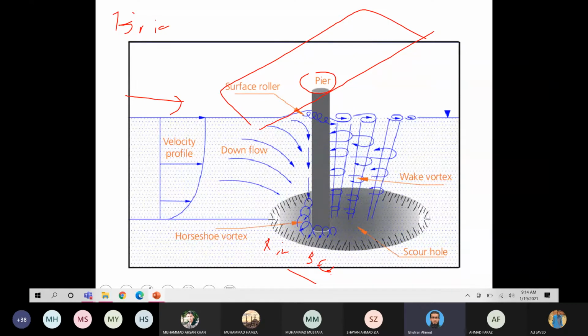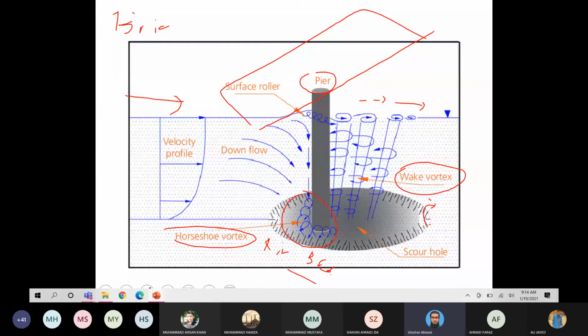So due to this vortex flow, these are the vortices. Now there are two types of vortices in this flow phenomena. One is the wake vortex, which is in the direction of the moving fluid. And the other one is the horseshoe vortex, which is created at the bottom of this bridge pier. So due to these vortices, it creates certain force on bed material to remove it from its original position. So this phenomenon, we call it scouring. Okay, scouring.